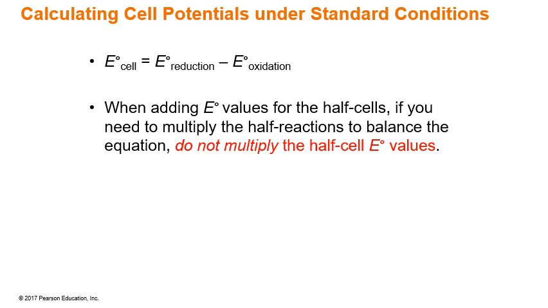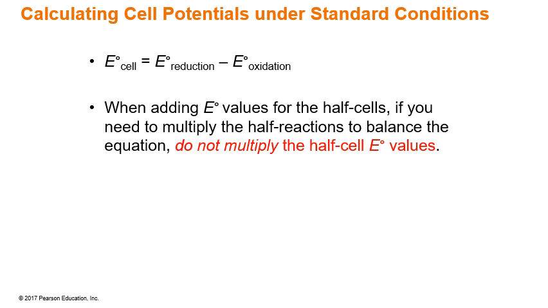If we want to calculate what our standard cell potential is under standard conditions, we need to compare our reduction potentials to each other. And it's going to be the reduction potential of the element that is being reduced minus the reduction potential of the element that is being oxidized. And the reason that we have the negative sign in there is because the oxidation reaction has to be reversed from what we measured in our table.